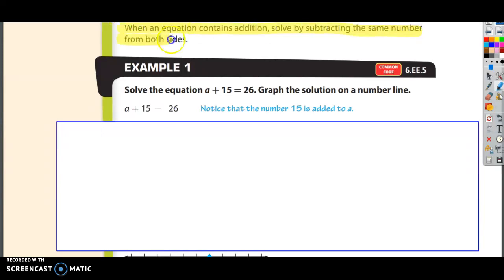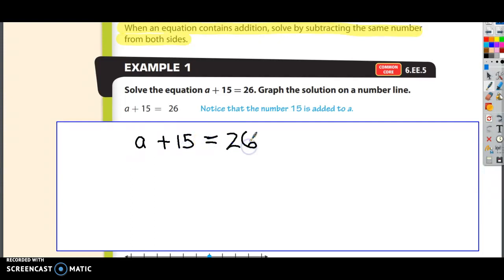See this statement at the top? When an equation contains addition, solve by subtracting the same number from both sides. So example 1 says, solve the equation a plus 15 equals 26. Graph the solution on the number line. We're going to do that in a minute. The equation is a plus 15 equals 26.